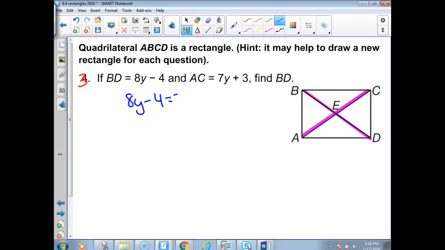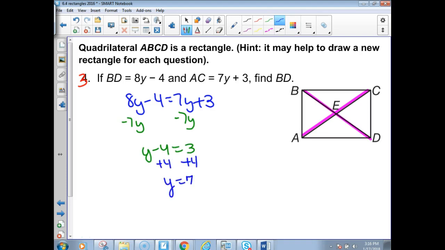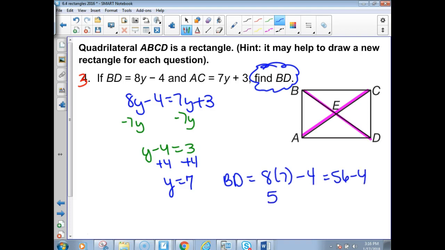8y minus 4 equals 7y plus 3. Subtract your 7y from both sides. Add your 4, and we should be done pretty quick with that algebra. y is 7, but it did say to find BD. So we got to go back and do BD equals 8 times 7, the y value we found, minus 4. That's 56 minus 4, which is 52.